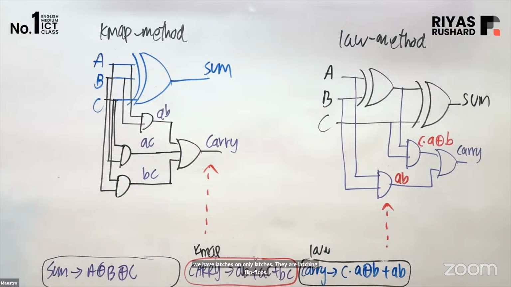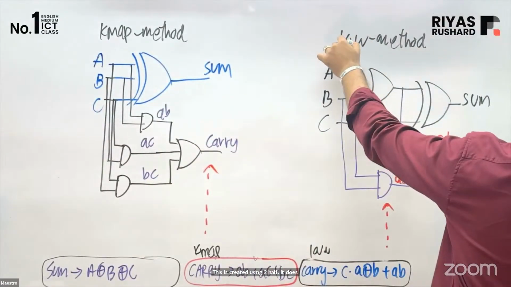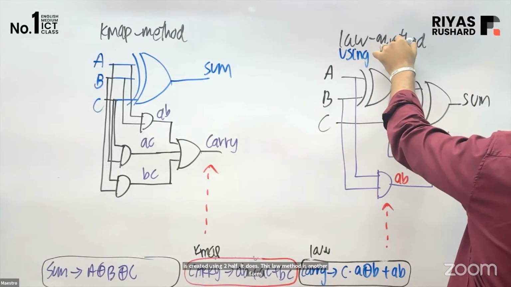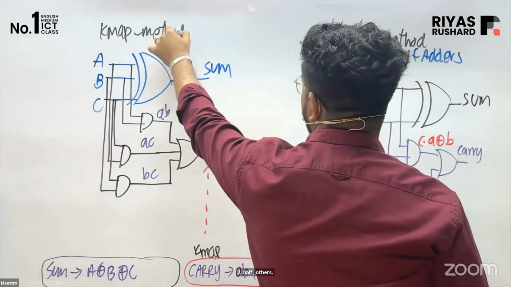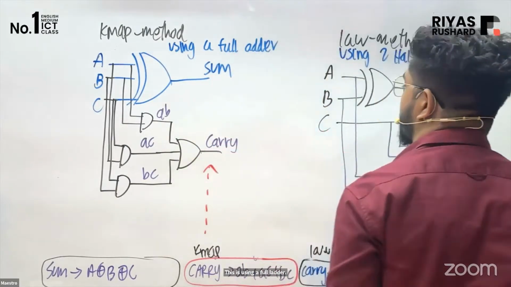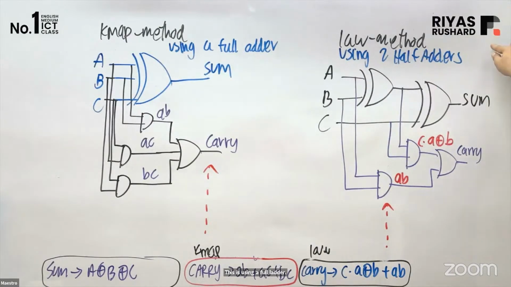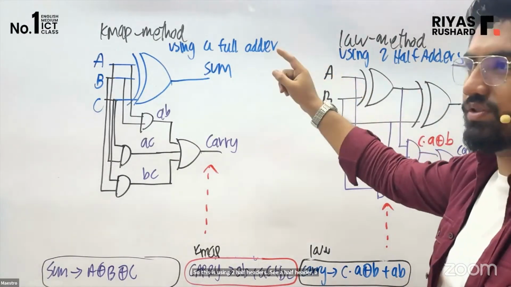Can you explain why two half adders are there? If I use this method, the law method, it is made using two half adders. This law method is another form. So if you use two half adders, this makes a full adder. See, a half adder, a half adder. They join together. This is a full adder.